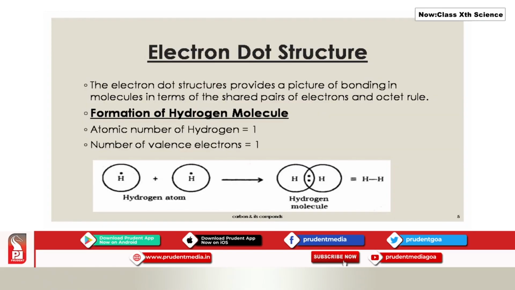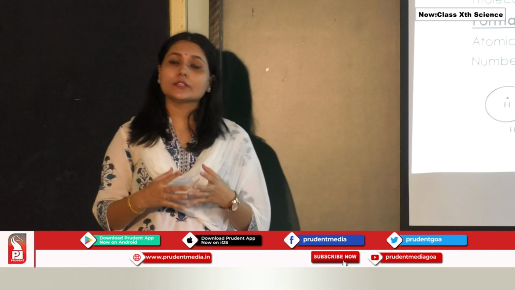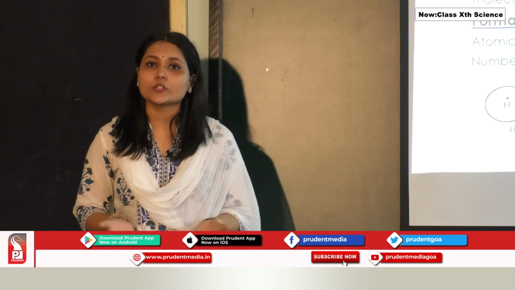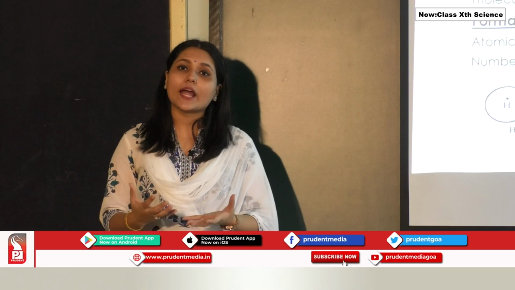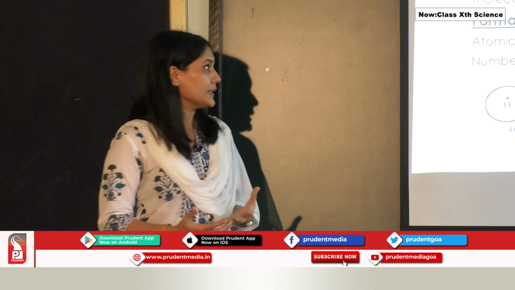The electron dot structure provides a picture of bonding in the molecule in terms of the shared pairs of electrons and the octet rule. You know the octet rule states that there has to be 8 electrons in its outermost shell so that the atom gains its stability.